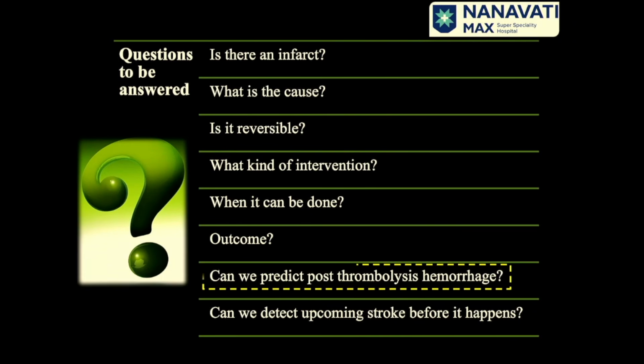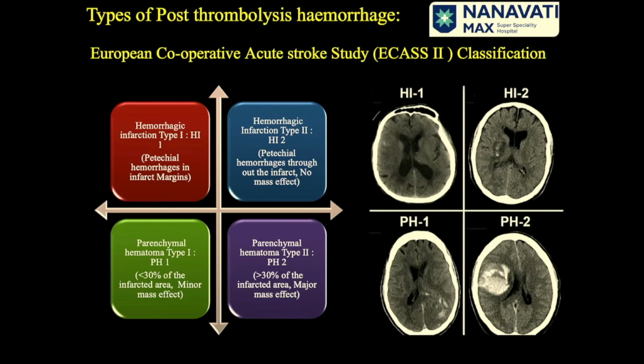The seventh question that we need to answer is, can we predict post-thrombolysis hemorrhage? That is a very important question because you're trying to help the patient, and if it is going to be counterproductive, you should defer doing it. And this has 4 or 5 ways of making out whether the patient is going to get thrombolysis or not.